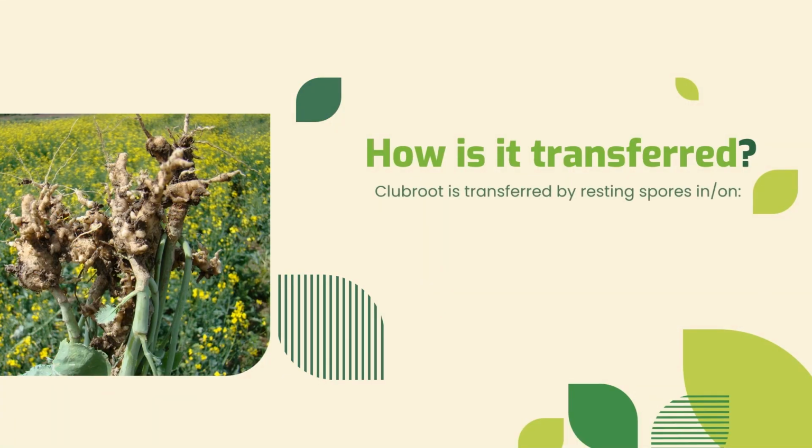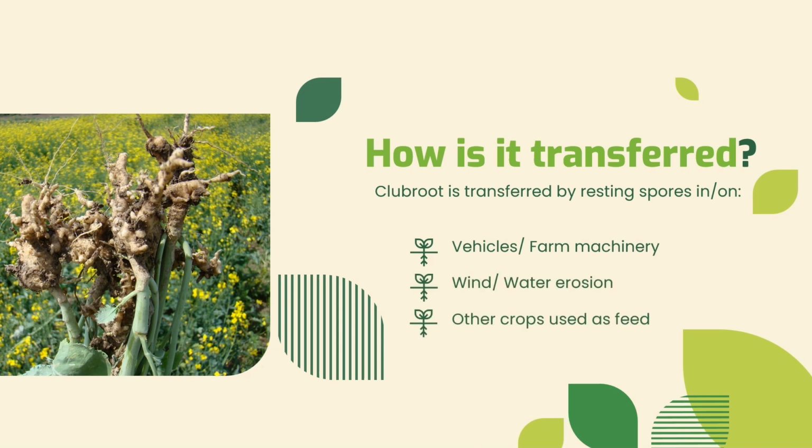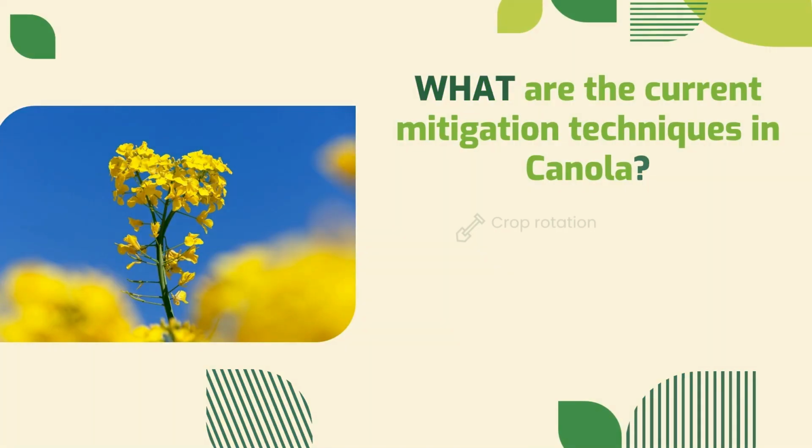Clubroot is transferred easily between fields on vehicles and farm equipment, or by wind and water erosion, as well as infection in other crops such as hay and barley, which are commonly used as animal feed. Current mitigation of the disease involves crop rotation to a non-susceptible crop, sterilization of equipment, and using genetically resistant strains of canola.